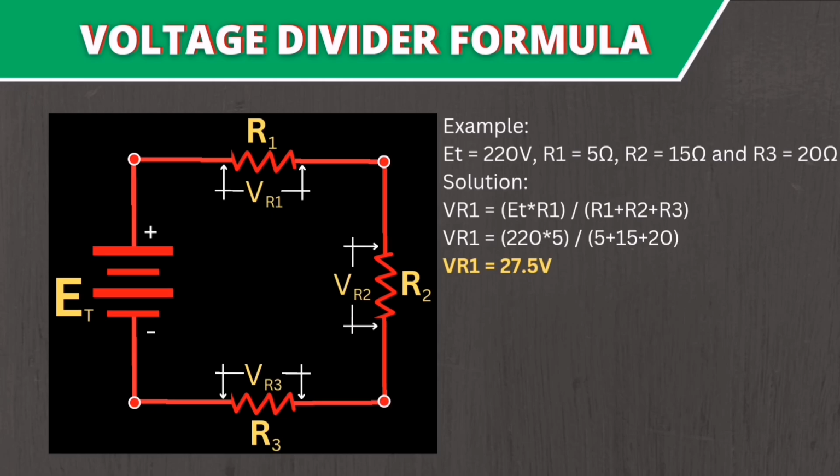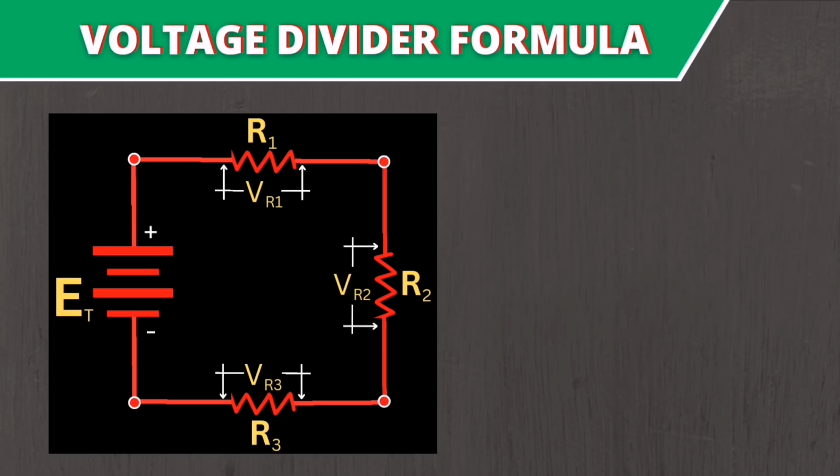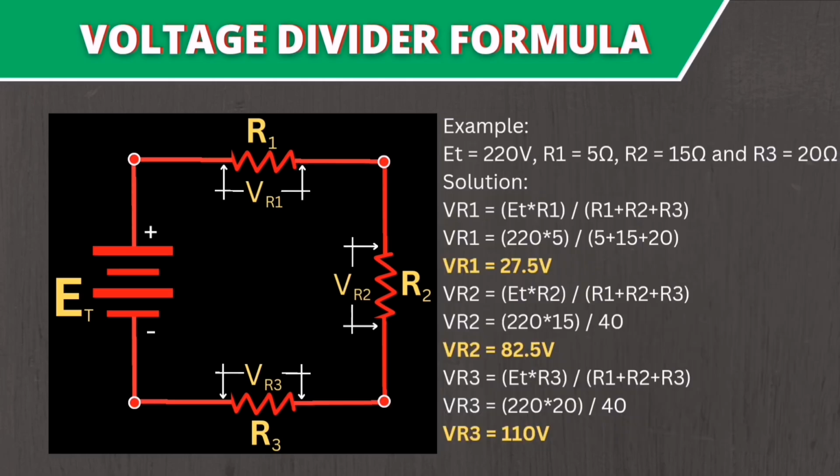Then VR2 is equal to E sub t times R2 all over R1 plus R2 plus R3, equal to 220 times 15 all over 40, which is equal to 82.5 volts. Lastly, VR3 is equal to E sub t times R3 all over R1 plus R2 plus R3, equal to 220 times 20 all over 40, which is equal to 110 volts.